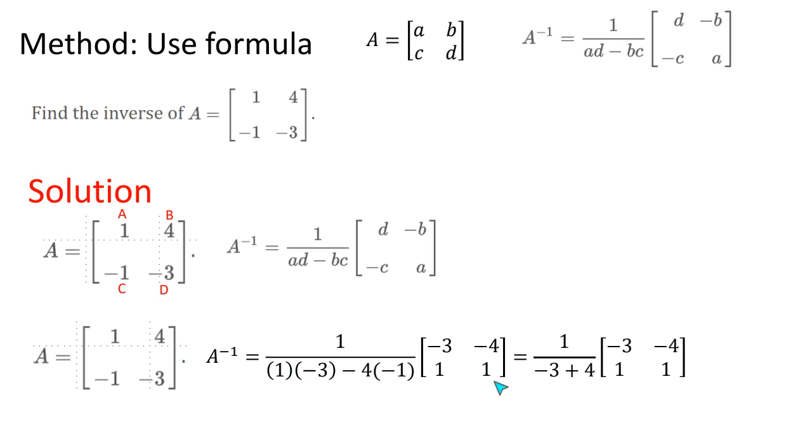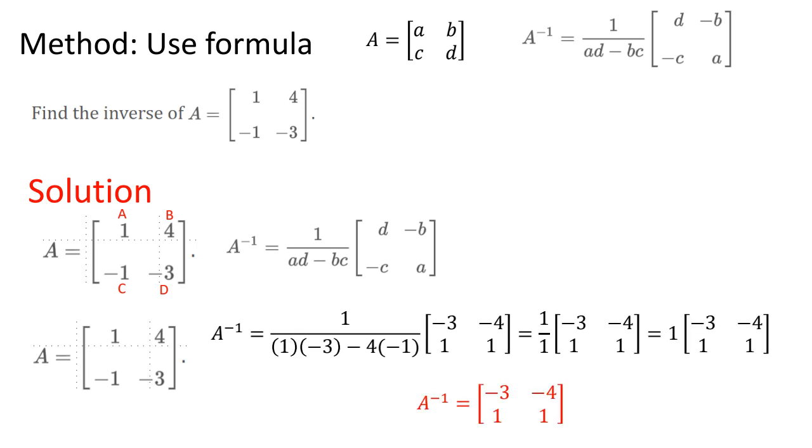So 1 times negative 3 is negative 3. Negative 4 times negative 1 is positive 4. And we keep simplifying. So we get 1 divided by 1, which is going to be 1 times the matrix itself. And so that's going to be your inverse. If you happen to get a 0 in the denominator here, that just tells you that there's no inverse.